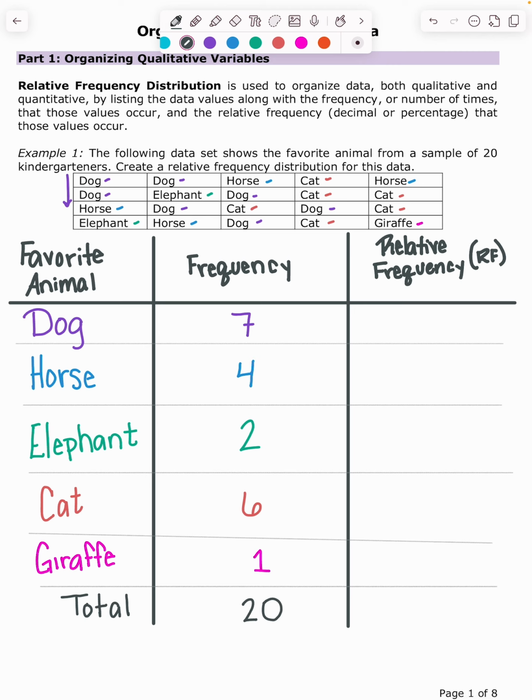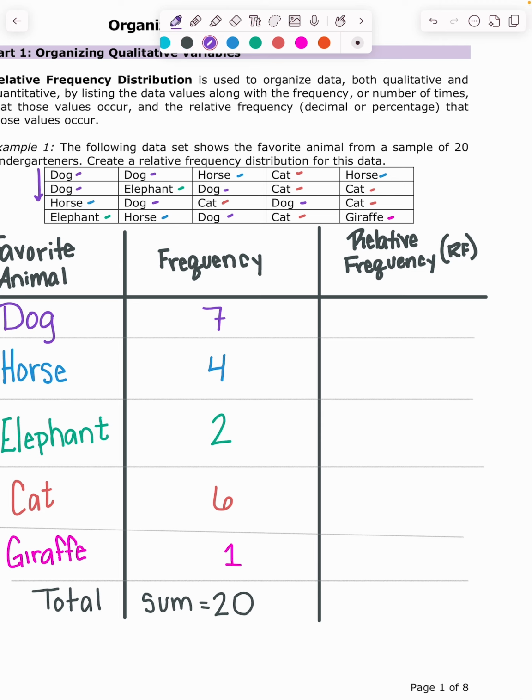And I had 20 kindergarteners that I sampled. I have 20 animals in my original data set. So the fact that I have 20 as the sum of my frequency column, okay, I'll write here that I did a sum, means I didn't miss any numbers and I didn't double count any numbers. And that's important because when we move on to the relative frequency column, we want to make sure that we haven't double counted or missed anyone.